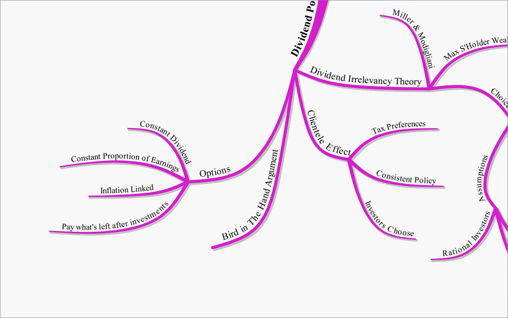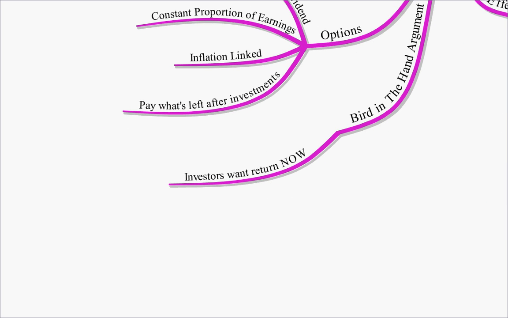The bird in the hand argument is that investors want their return now, and they're not interested in capital growth or reinvesting the dividend. They want their dividend paid on the basis that it's better to have the return now rather than face uncertainty in the future. That's the bird in the hand argument.